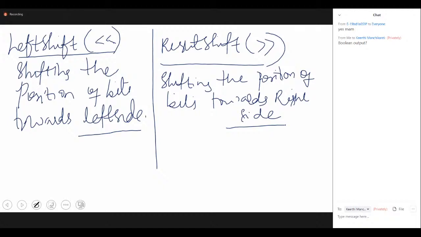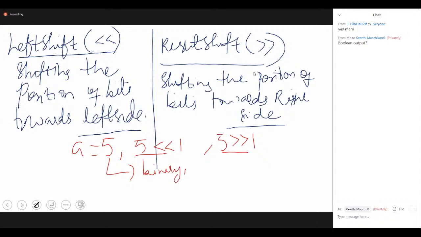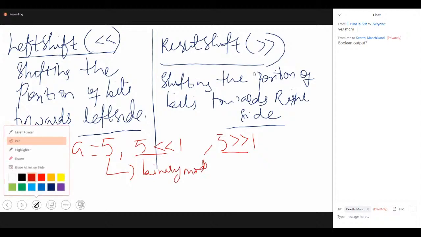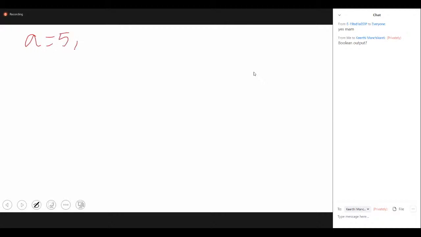For example, let's take A is equal to 5. I say 5 left shift by 1 and 5 right shift by 1. These are the expected operations which I have to perform. So what should I do? First, convert this decimal form 5 into binary. I have given A is equal to 5 and I'm asking for 5 right shift by 1 time. So first you convert this decimal number to binary notation.